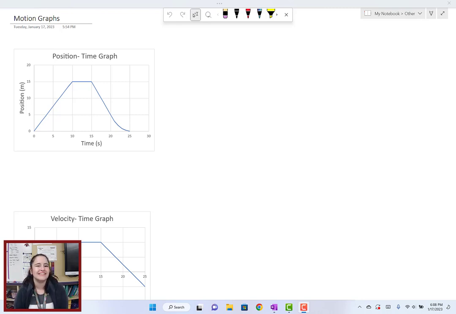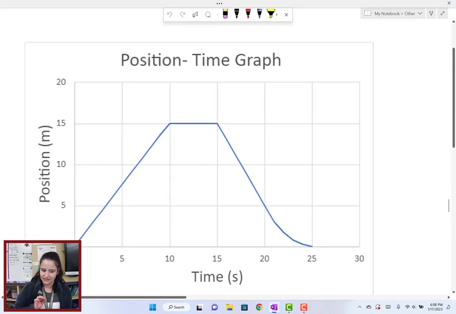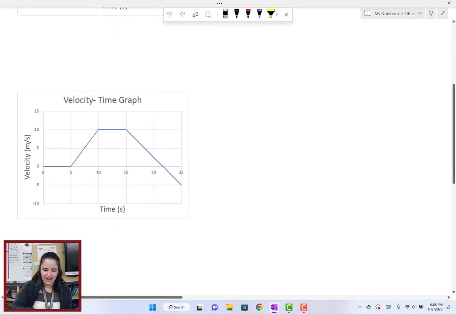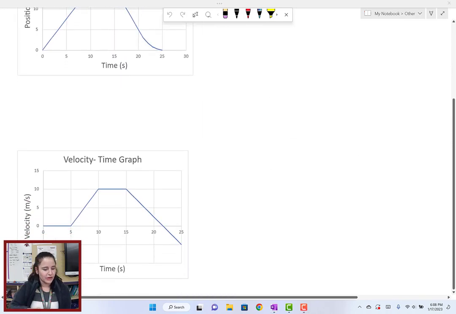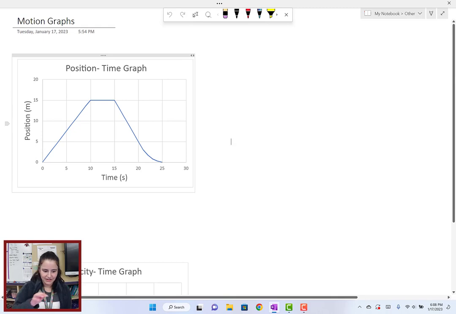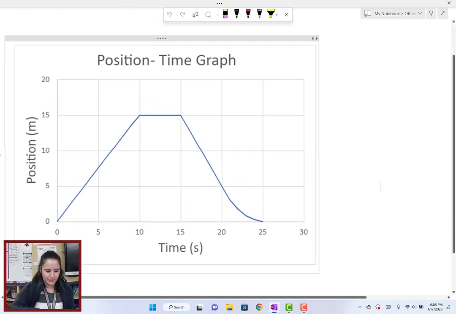Hey guys, Ms. Peterson here, and this is a Physics in the Universe lecture on motion graphs. We're going to be going over how to analyze both position time graphs and velocity time graphs. So let's go ahead and start with the position time graph.